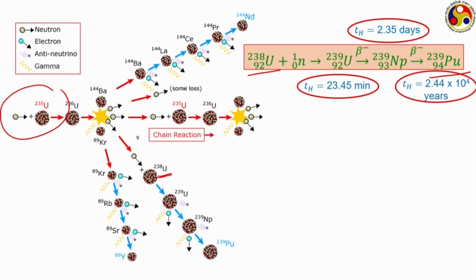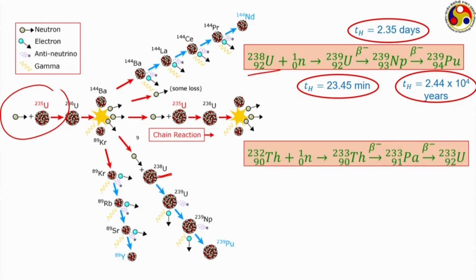Plutonium 239 is a long living isotope. Its half life is 2.4 times 10 to the power 4 years. So, it can participate in fission reaction and it can be stored, or it can also be used for some other subsequent purposes. This is another breeder reaction.